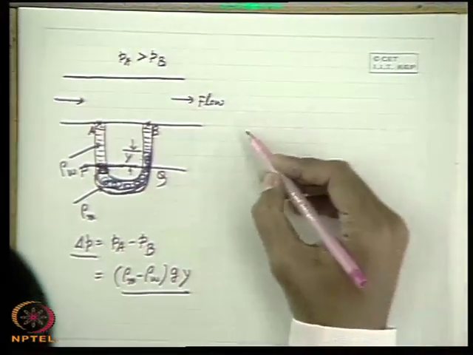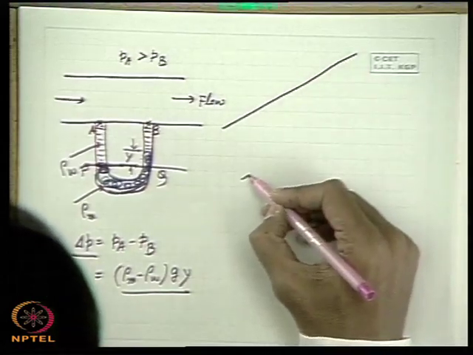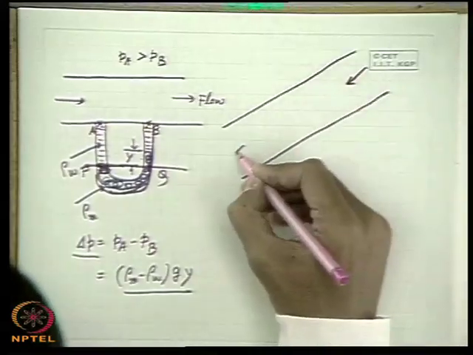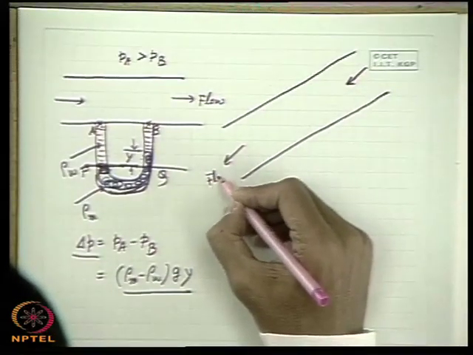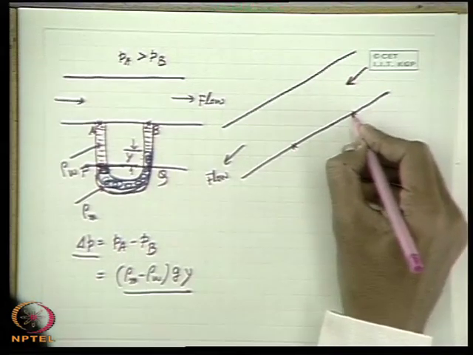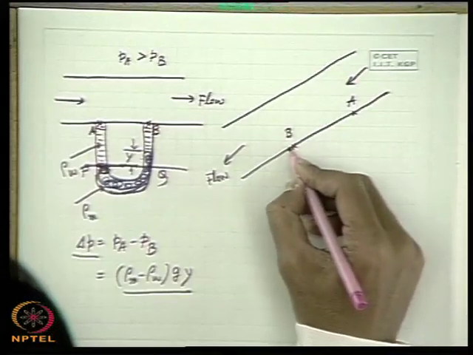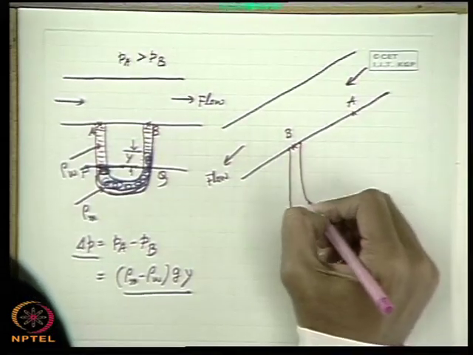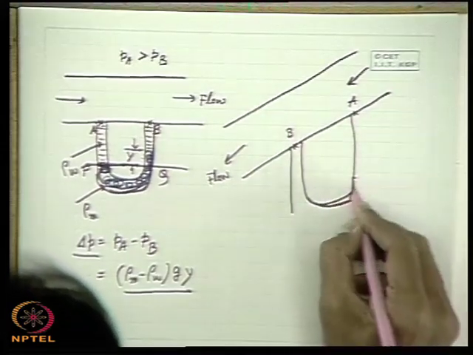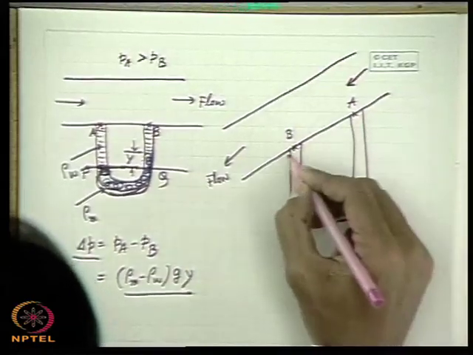Now we see a very interesting situation, when the fluid flows through an inclined pipe. Let the flow direction be like this. The fluid flows through an inclined pipe where we are interested in measuring the pressure difference between these 2 points A and B. And let us connect the manometer like this, a U tube like this.